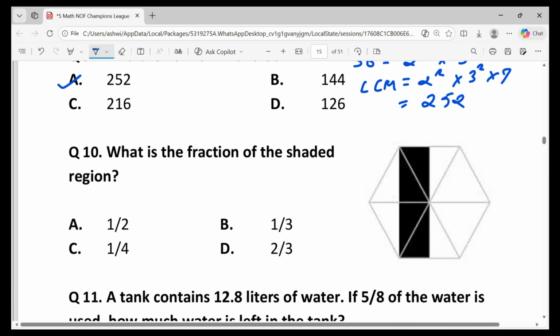Question 10. What is the fraction of the shaded region? The total number of parts is equal to 6. So the denominator is 6. The number of parts shaded is 1, 2, 3, 4, and half of those is 2. So the numerator will be 2. So the answer will be 1 by 3. That is option B.